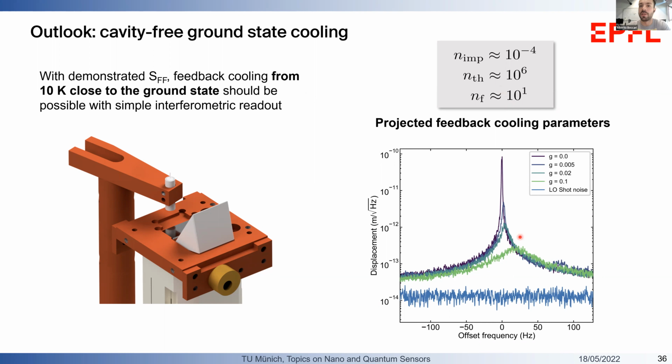And what you see here is basically just a proof of principle experiment at room temperature, where we cool down from an occupation of more than 10 million to an occupation around 1,000 phonons with a simple optical feedback, or radiation pressure based feedback.